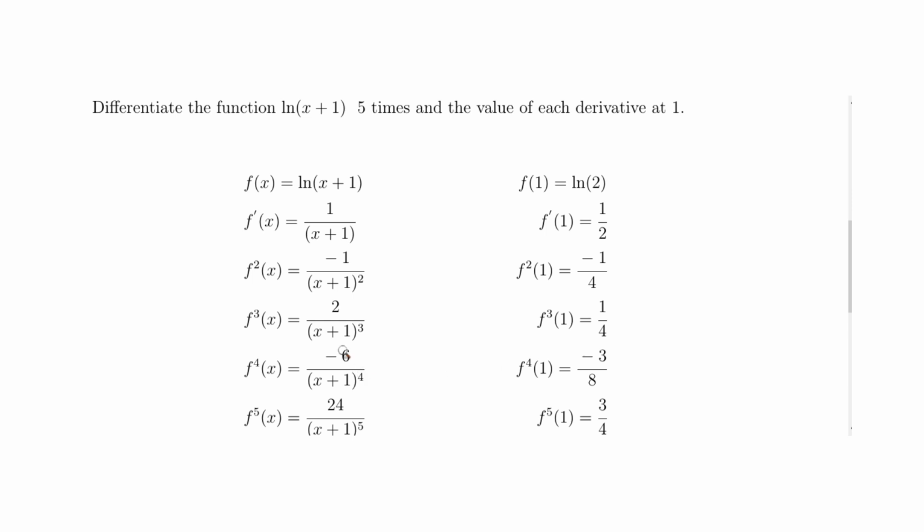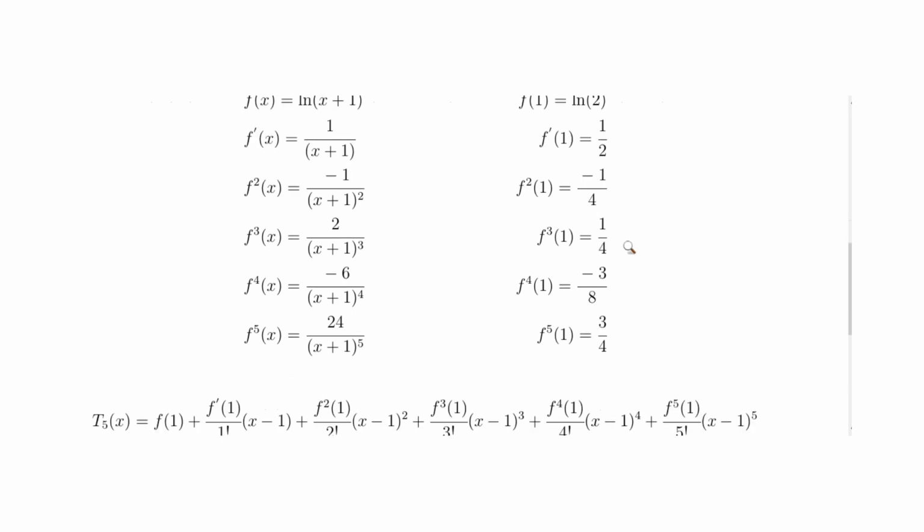Same again with the fifth derivative. Minus 6 times minus 4 is plus 24. Increase the power by 1: 24 over x plus 1 to the power of 5. Well, 2 to the power of 5 is 32. 24 divided by 32 gives us 3 quarters. So that's the value of all our derivatives. Now we can go ahead and put all these into our Taylor polynomial.